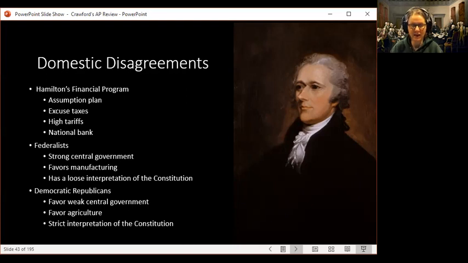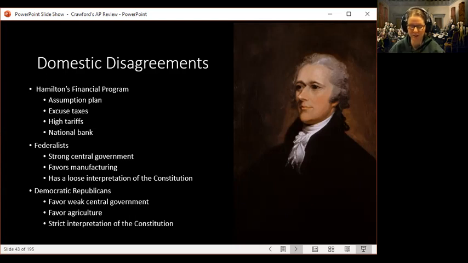Obviously, having excise taxes and high tariffs would give the government more money in the national treasury, and then a strong national bank in order to ensure that there was a place for the government to put the money and also to help regulate the money supply.